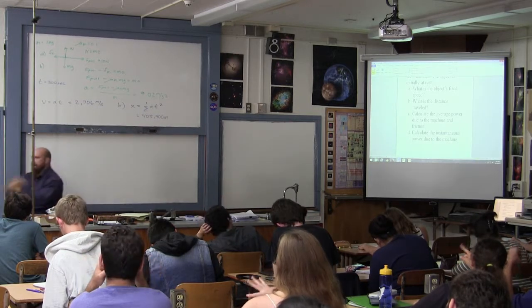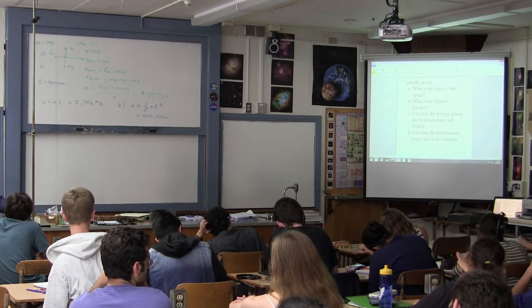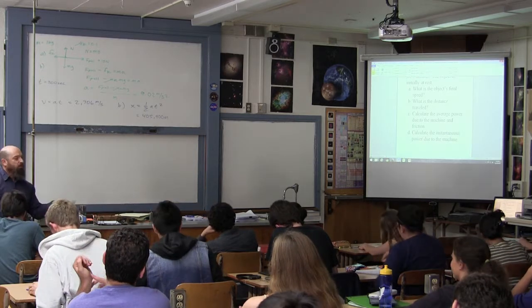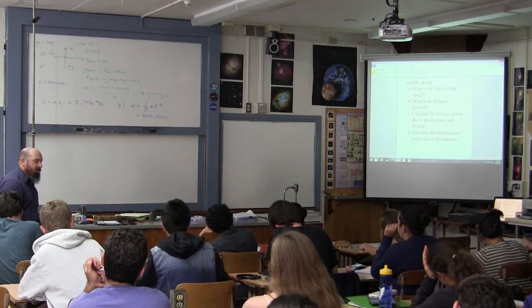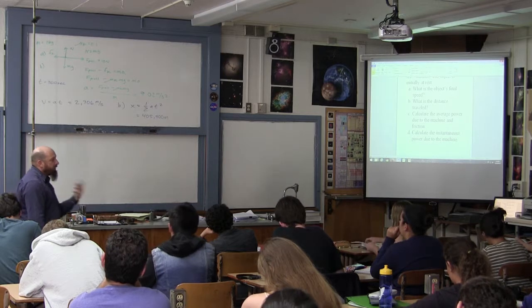What we'll do is average calculations first, and then we'll finish up with an instantaneous calculation right at the end of the problem when the speed is 2,706 meters per second. So that's how we'll do part D of the problem right there at the end.